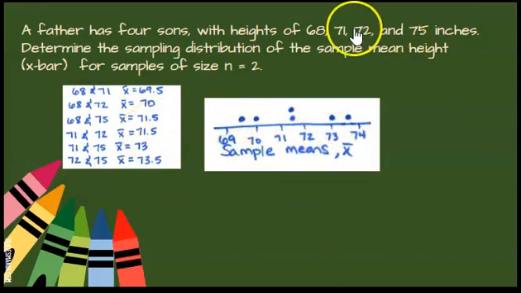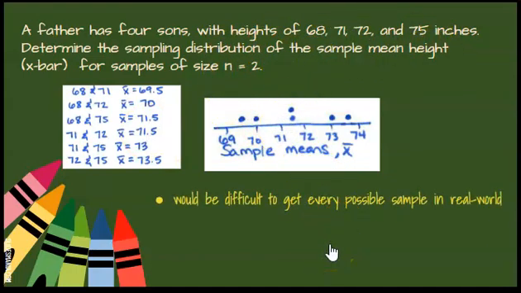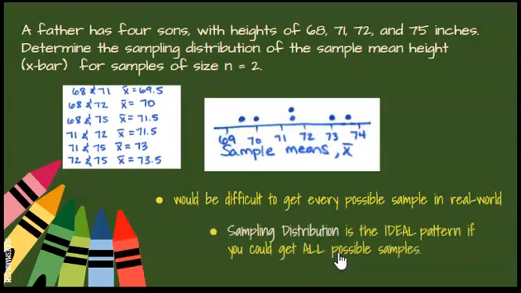Now, this is a nice, neat little sample because he only had 4 sons. But in reality, it would be difficult to get every possible sample in the real world. Okay, it just would be impossible, if not really, really difficult. So a sampling distribution, by definition, is the ideal pattern that you would get if you could get all the possible samples. Now, rarely do we ever do that, but that's the true definition of a sampling distribution. It's the ideal pattern if you could get all possible samples. All is really important here, so circle that, highlight that, whatever.